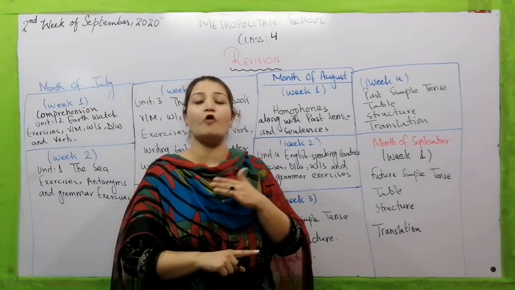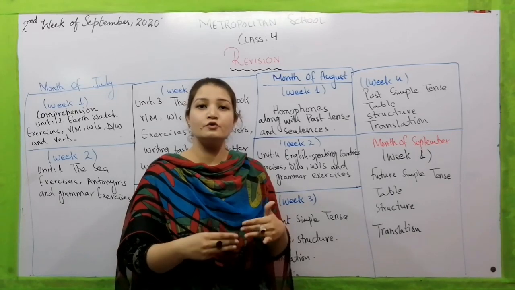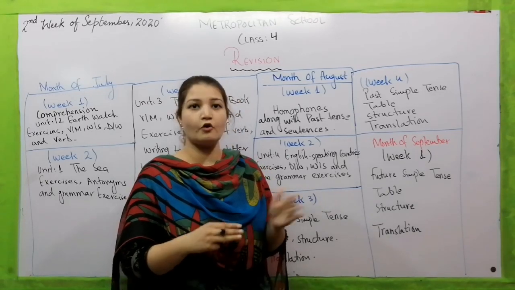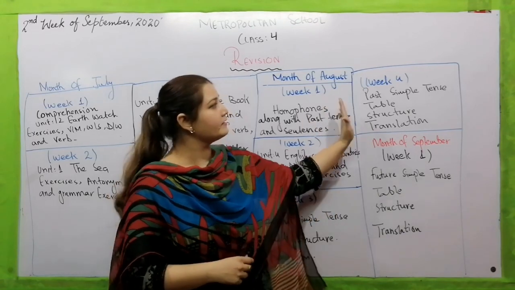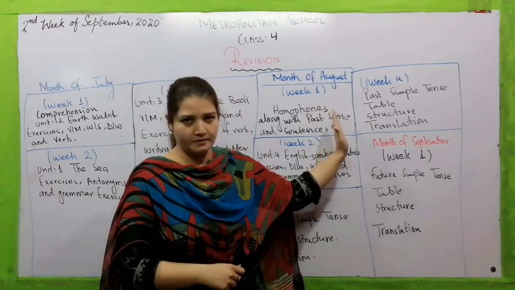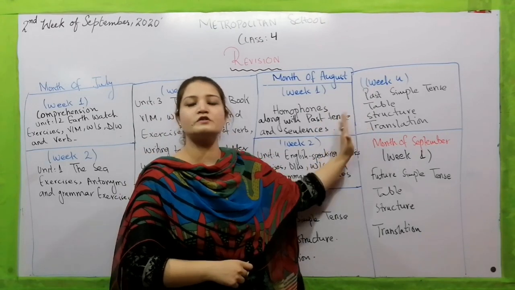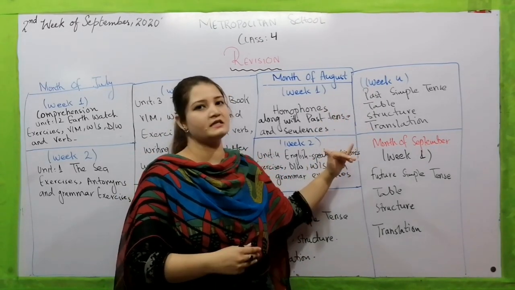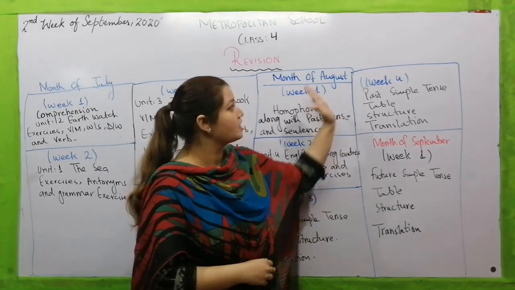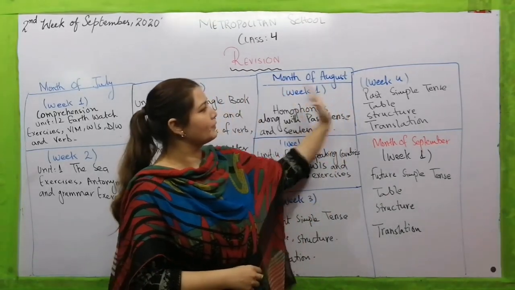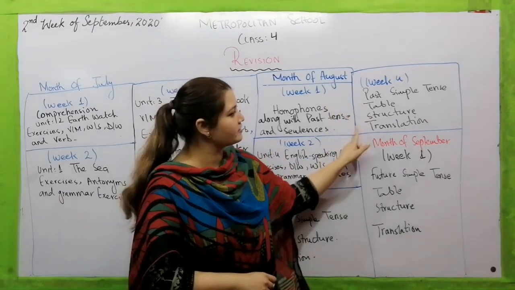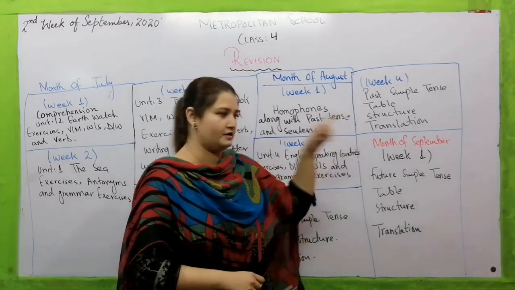We studied the forms of verbs, how to use them, and the structures, how we can put sentences together according to the structure. We learned that by memorizing the structures and tables, tenses are not difficult. It's all about the structures and how to make a sentence using those structures. In week 4 of August, we studied the past simple tense, its structure, and we did some translation for the same tense.